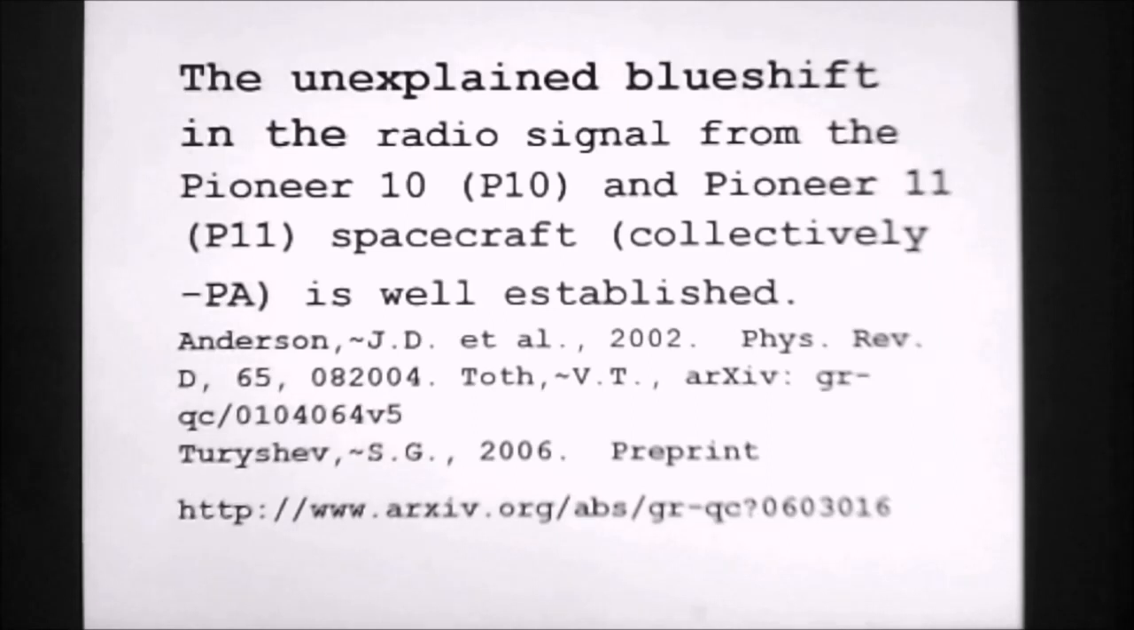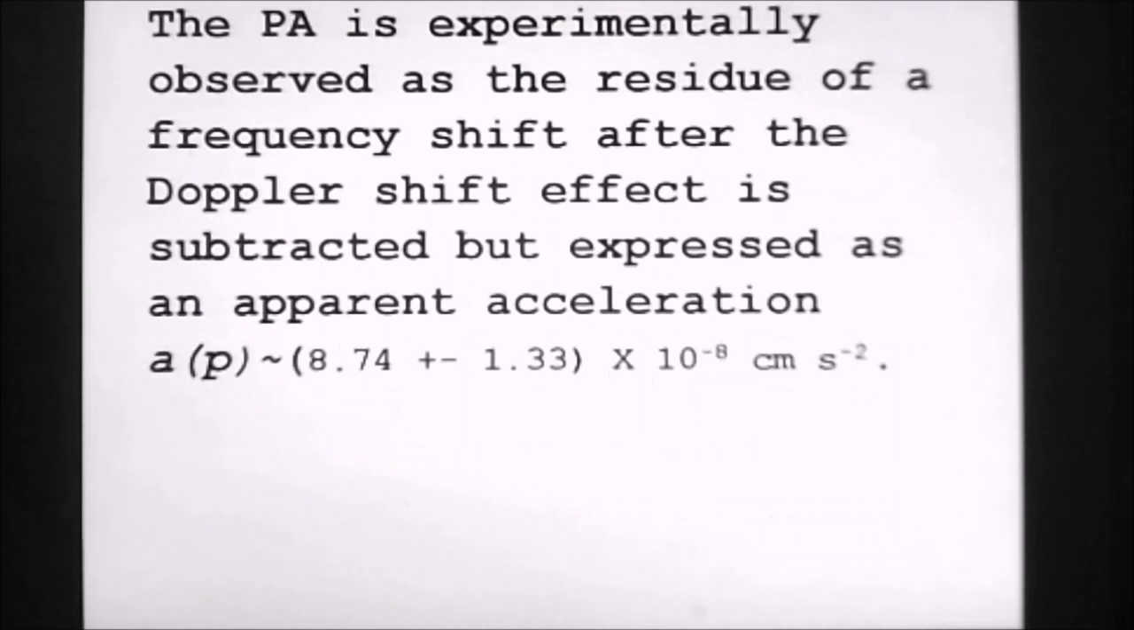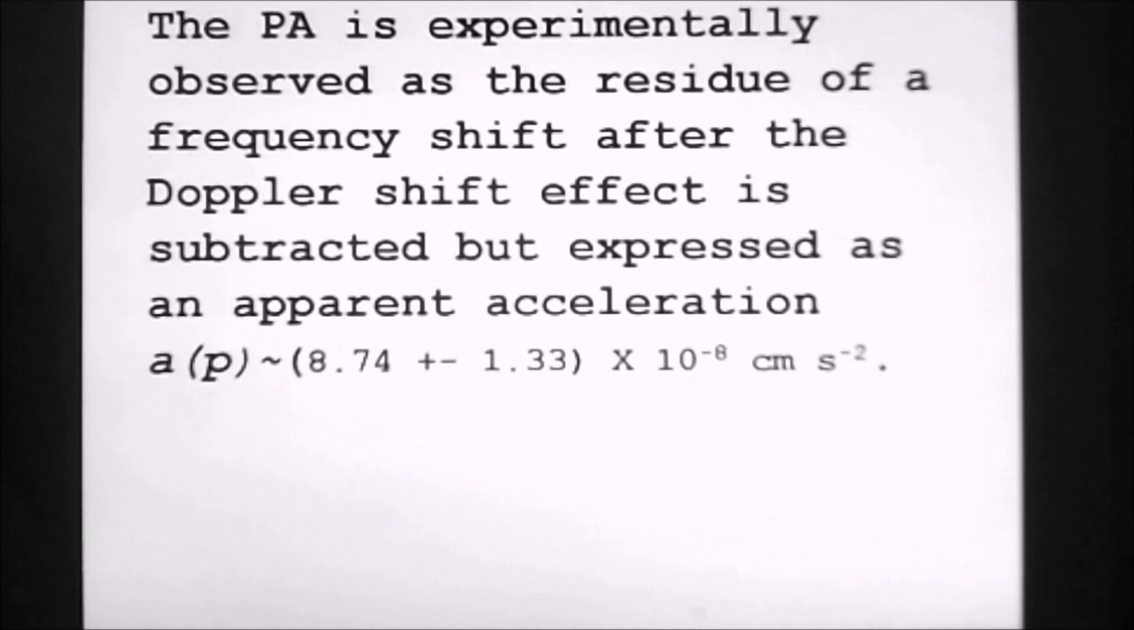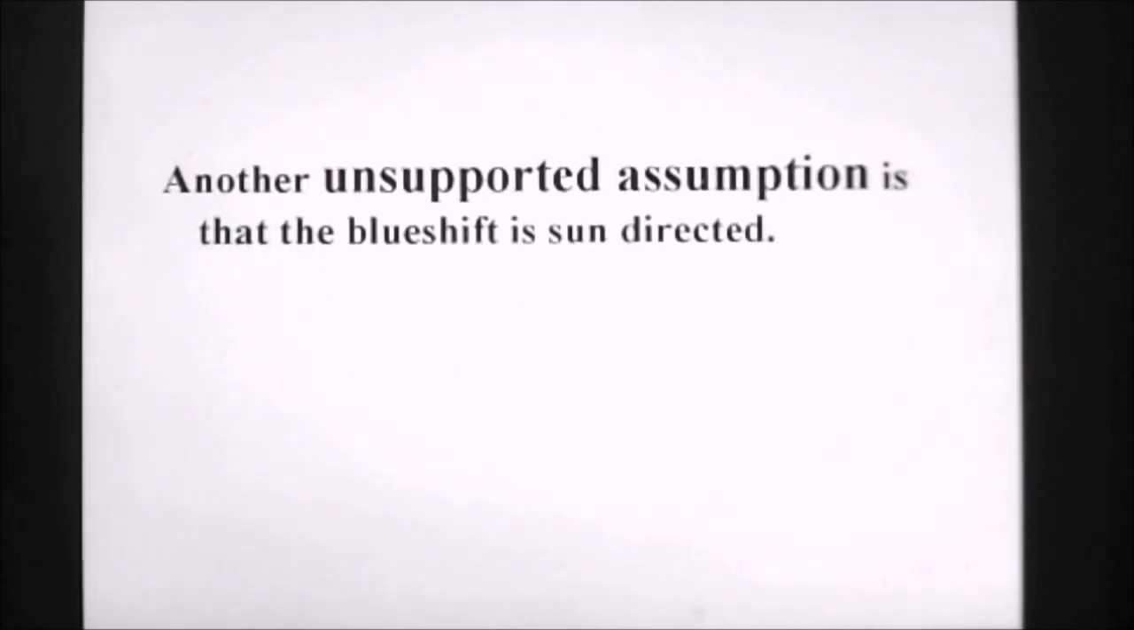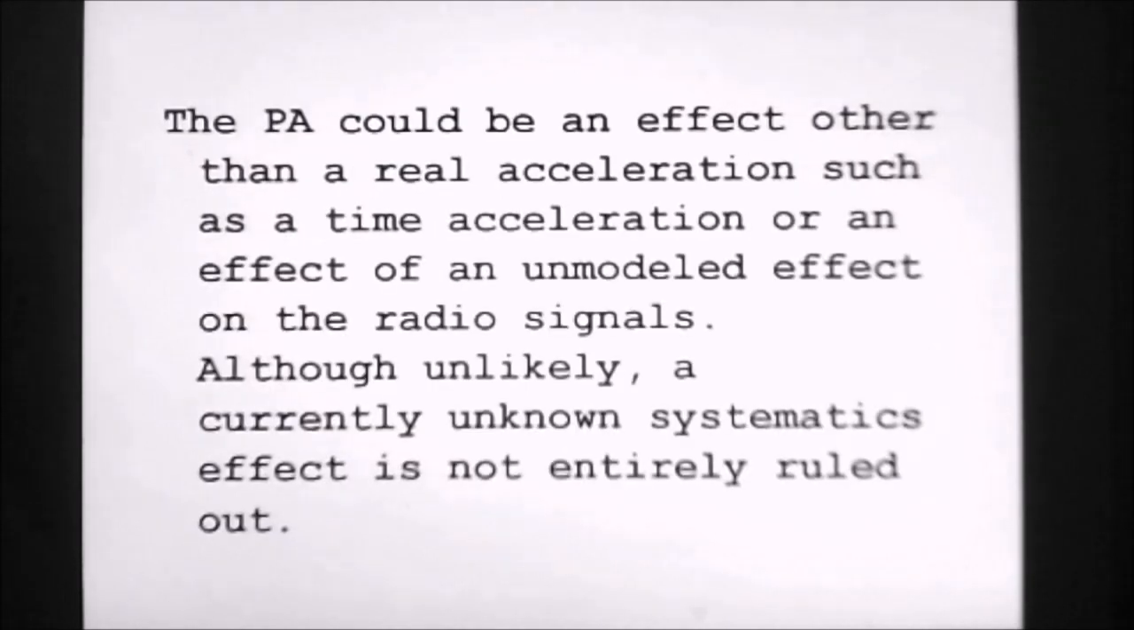The unexplained blue shift in the radio signal from the Pioneer spacecraft is well established. The Pioneer anomaly is experimentally observed as the residue of a frequency shift after the Doppler shift effect is subtracted, expressed as an apparent acceleration. This is based on a notion that the Doppler shift applies to the residue. This assumption is unsupported. Another unsupported assumption is that the blue shift is sun-directed. The Pioneer anomaly could be an effect other than a real acceleration, such as a time acceleration or an effect of an unmodeled effect on the radio signals. Although unlikely, a currently unknown systematics effect is not entirely ruled out.